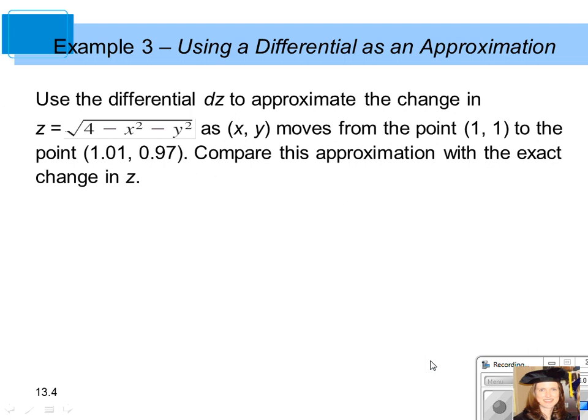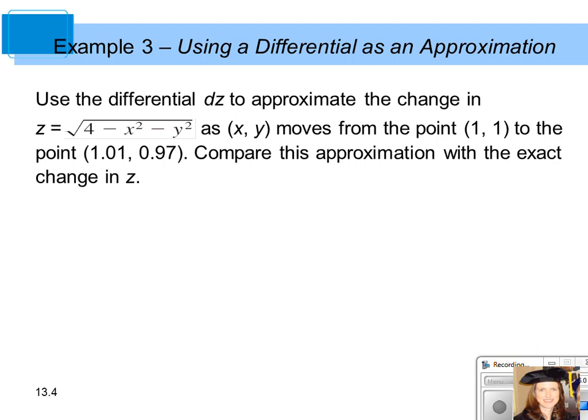In this example, we're going to use differentials as an approximation. Use a differential dz to approximate the change in this function z equals square root of 4 minus x squared minus y squared as xy moves from the point 1, 1 to the point 1.01 and 0.97.